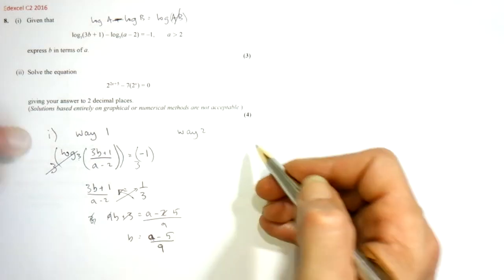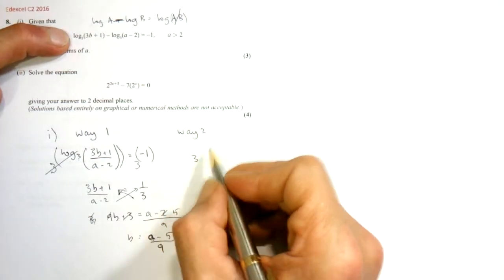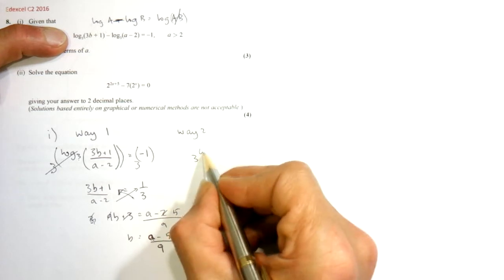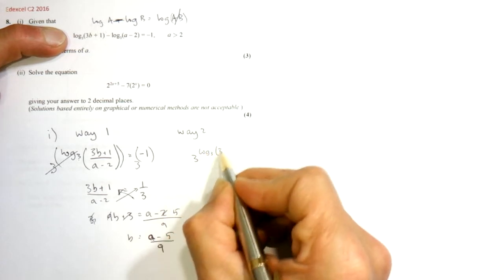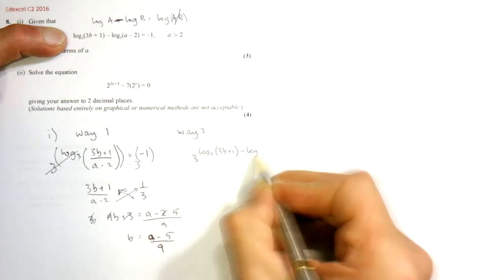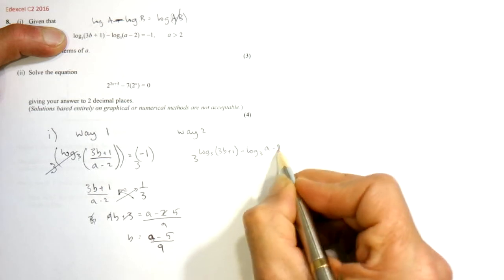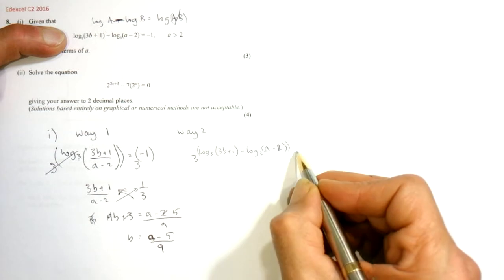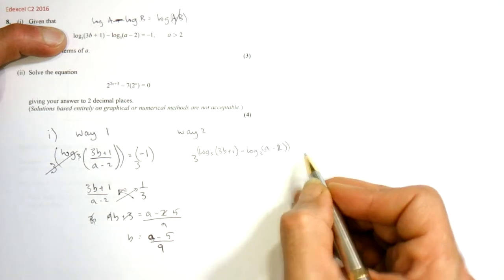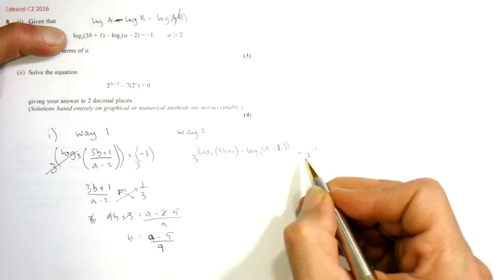Way 2 is to undo the logs first. So what undoes log base 3 is 3 to the power of. So we've got 3 to the power of log base 3 of (3b plus 1), take away log base 3 of (A minus 2). So I've done 3 to all of the left hand side, not individual parts, all of it, equals 3 to the power of minus 1.